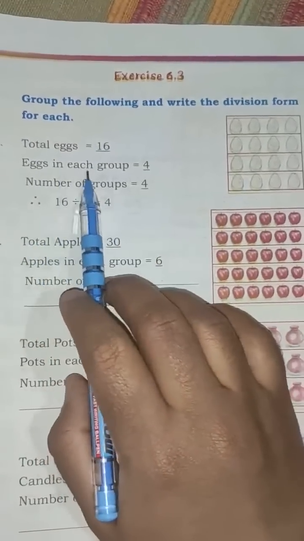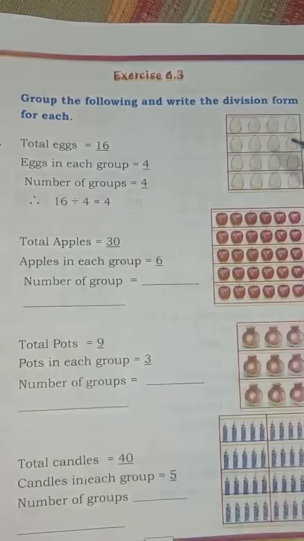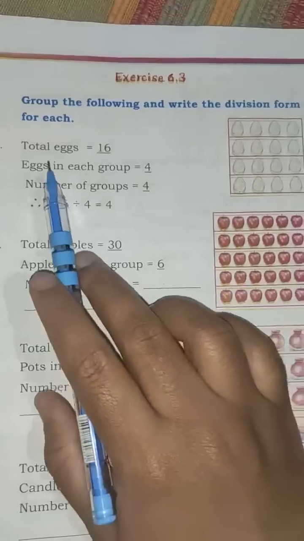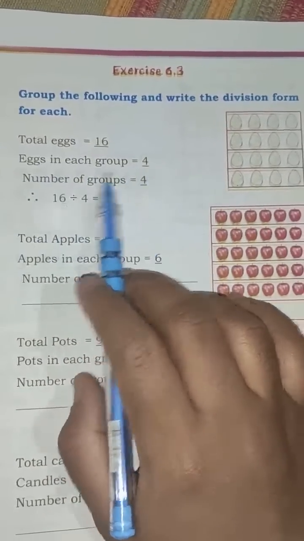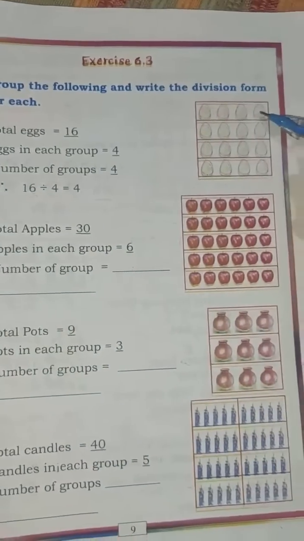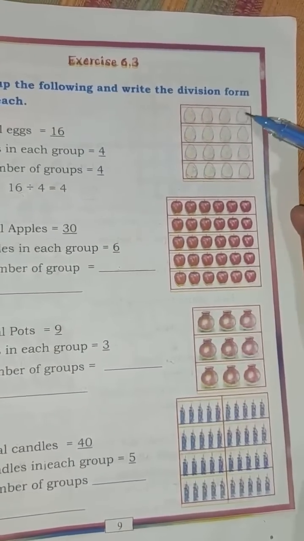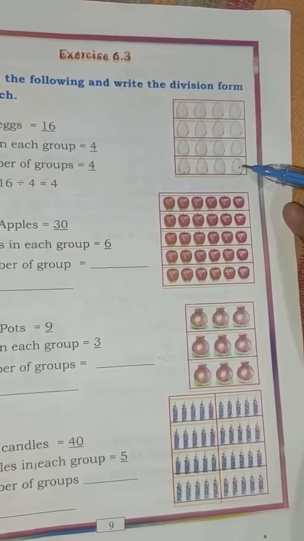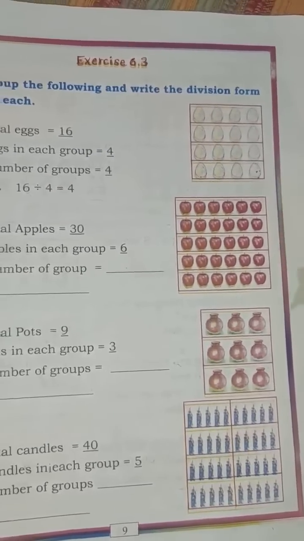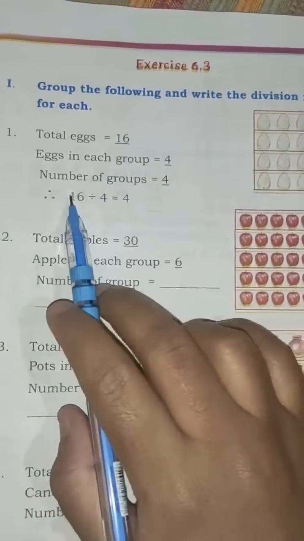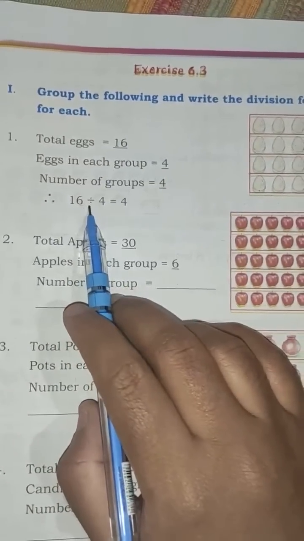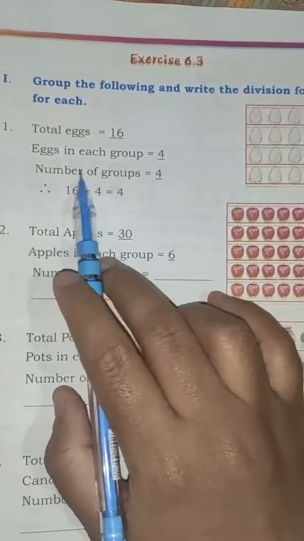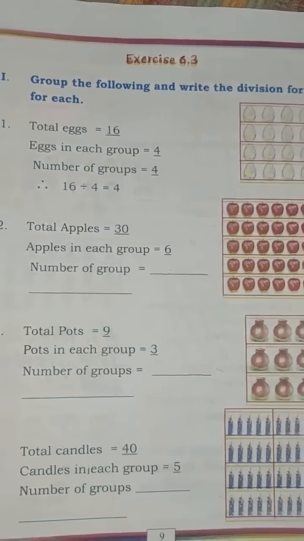So x in each group. How many x are there in each group? 4. So 1, 2, 3, 4, 1, 2, 3, 4, and so on. So x in each group is 4. Number of groups. How many groups are there here? 1, 2, 3, 4. So there are 4 groups and each group has 4x, and there are a total of 16x. Therefore, 16 total divided by 4, the x in each group, is equal to the number of groups, which is 4.